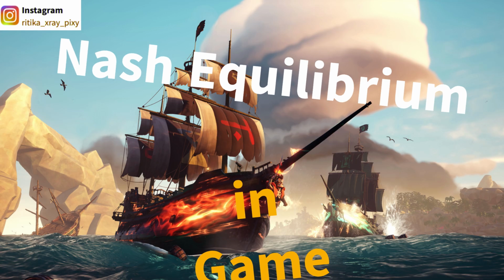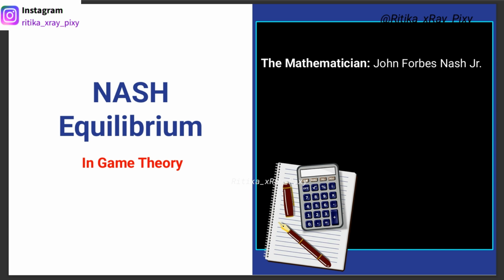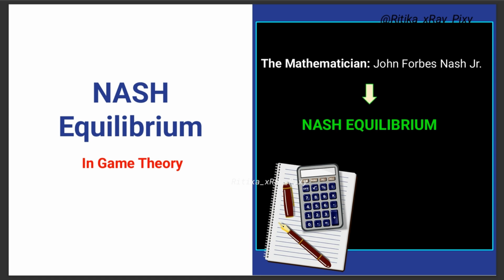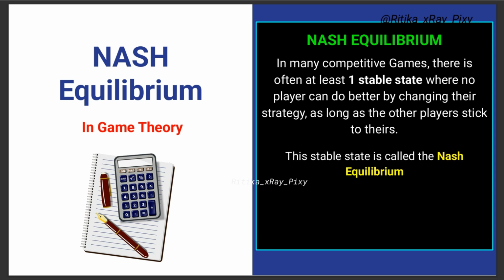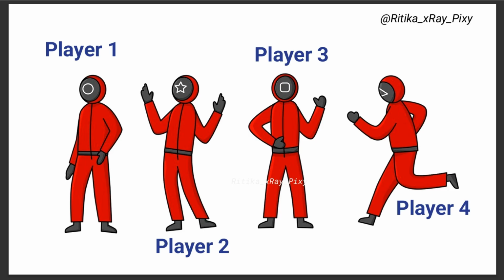Now let's start. First we will start with what is Nash equilibrium. This term comes from the mathematician who introduced the concept that in many competitive games there is often at least one stable state where no player can do better by changing their own strategy as long as the other players stick to their strategies. This stable state is called Nash equilibrium. It is named after him to honor his work in game theory. Nash equilibrium happens when each player knows what the other players are doing and no one can improve their payoff by changing their own strategy.